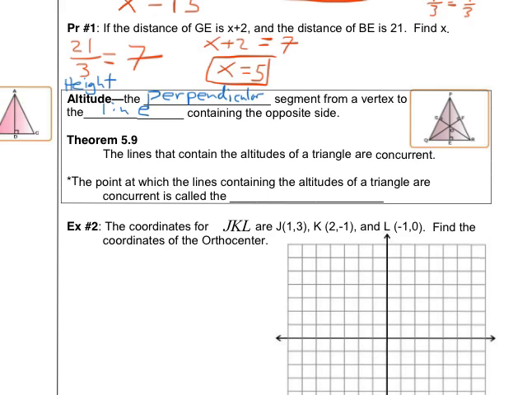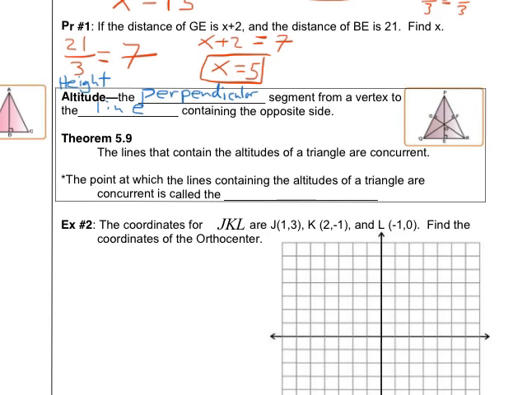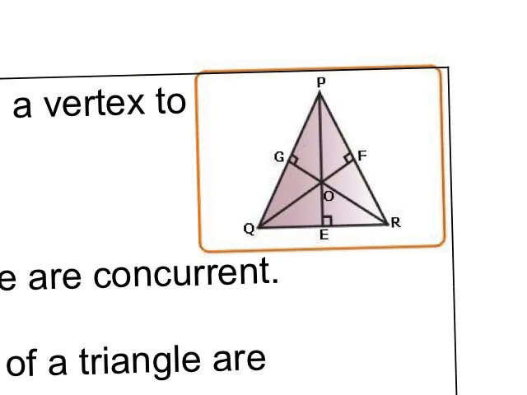Okay, so let's go back over here. The lines that contain the altitudes of a triangle are concurrent, of course. So here's an example of that. I'll zoom in. Right here, we got a whole bunch of lines meeting up. All these lines are perpendicular to the opposite side, and they meet up right there. And again, they don't have to meet up inside the triangle. In fact, anytime the triangle is obtuse, they'll meet up outside. Okay, and if the triangle is right, they'll meet up wherever that right angle is.